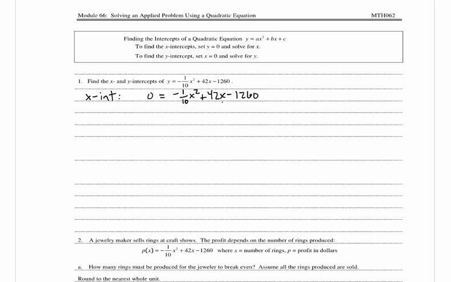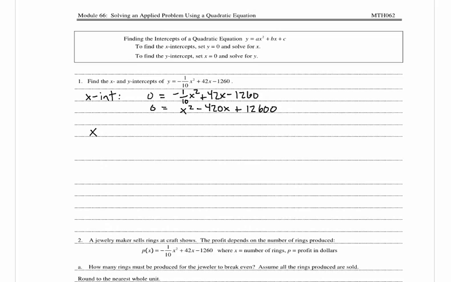And here, I'm going to use the quadratic formula. But first, I'm going to multiply everything by negative 10 so I can get my leading coefficient to not be a fraction and so that it's positive. So we're going to have 0 is equal to x squared minus 420x plus 12,600. And now I'm going to use the quadratic formula. So we have a is equal to 1, b is equal to negative 420, and c is equal to 12,600.